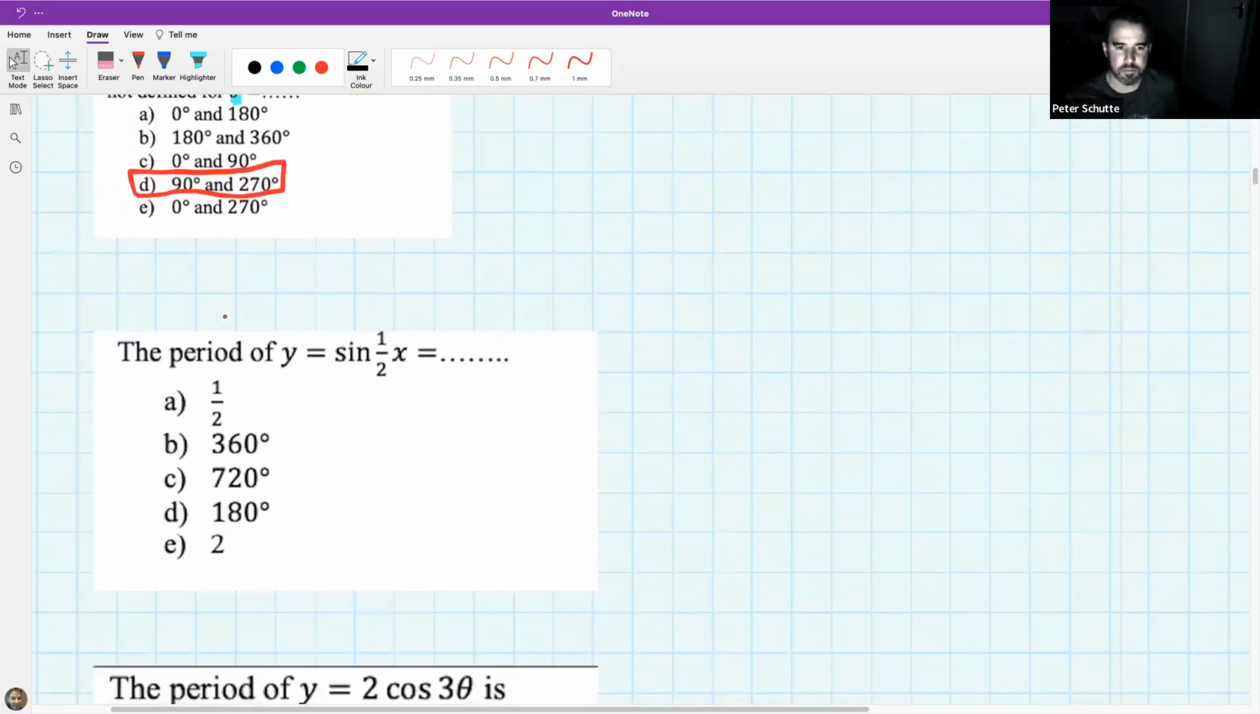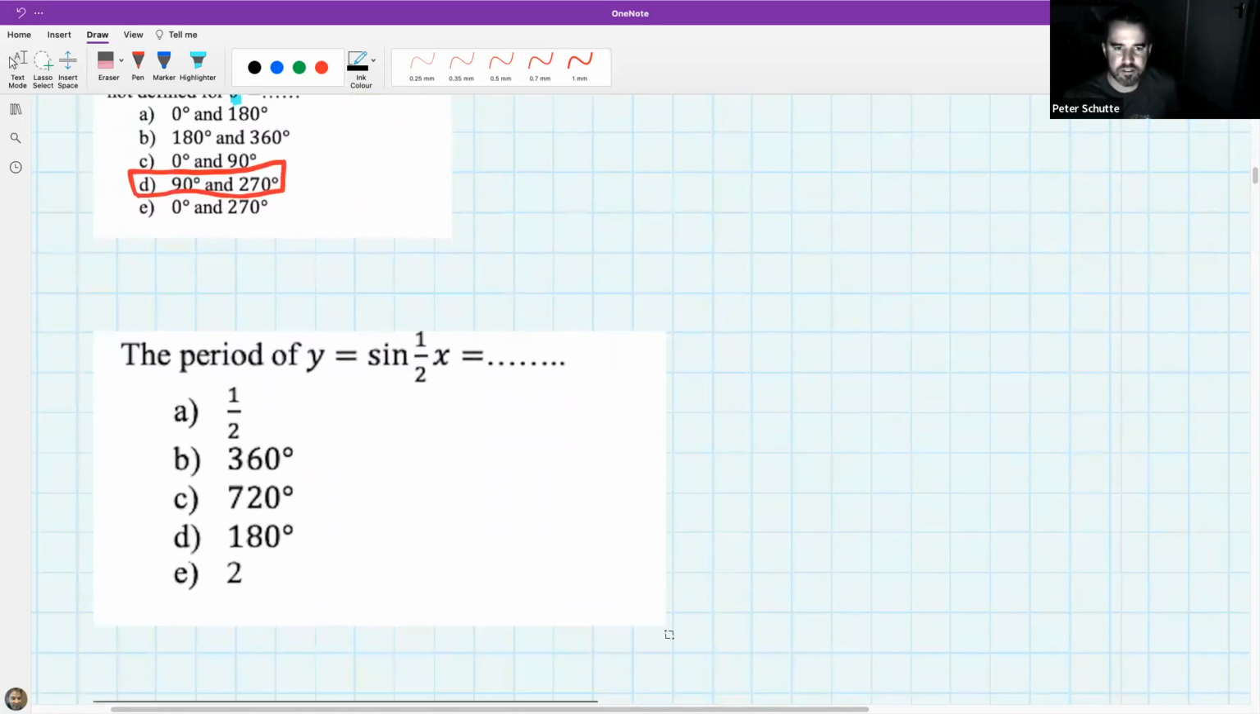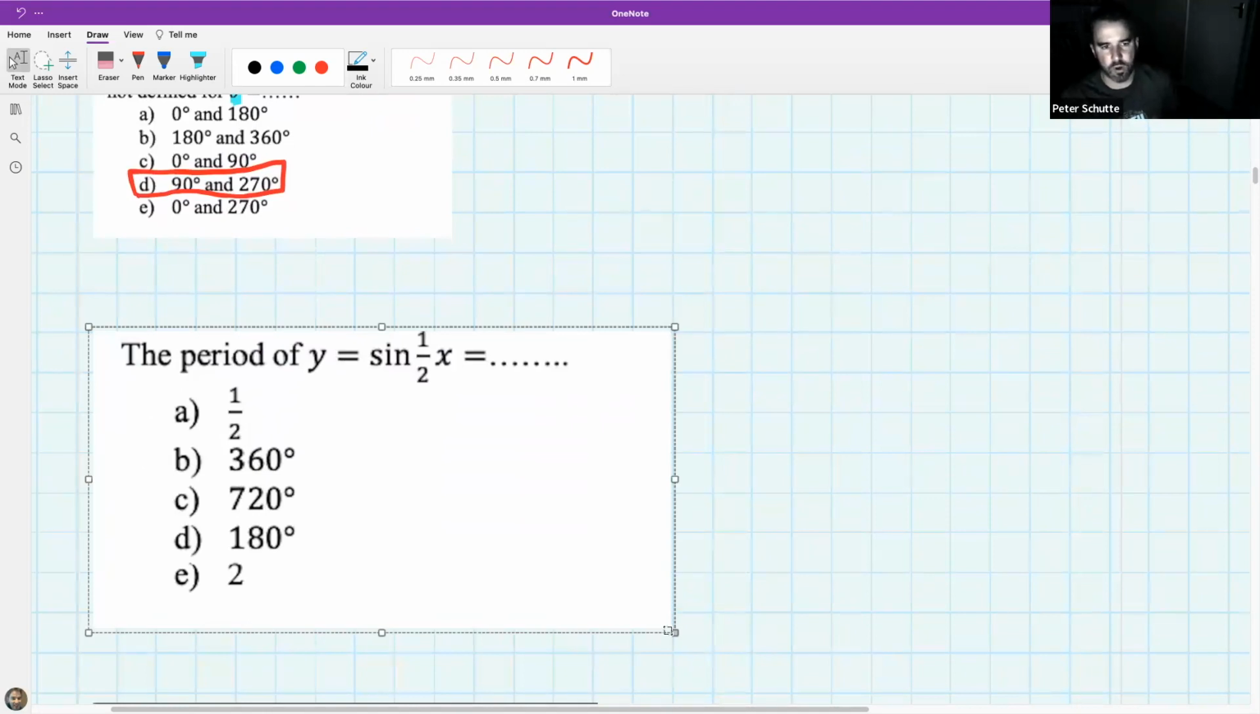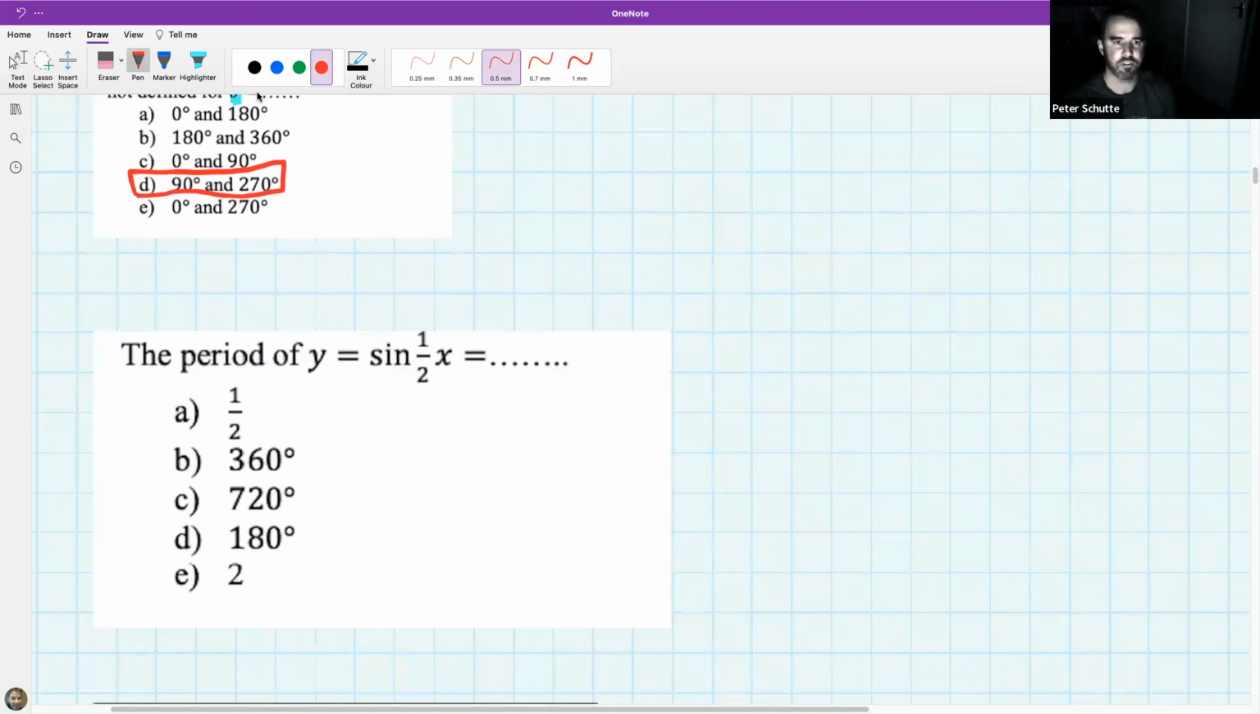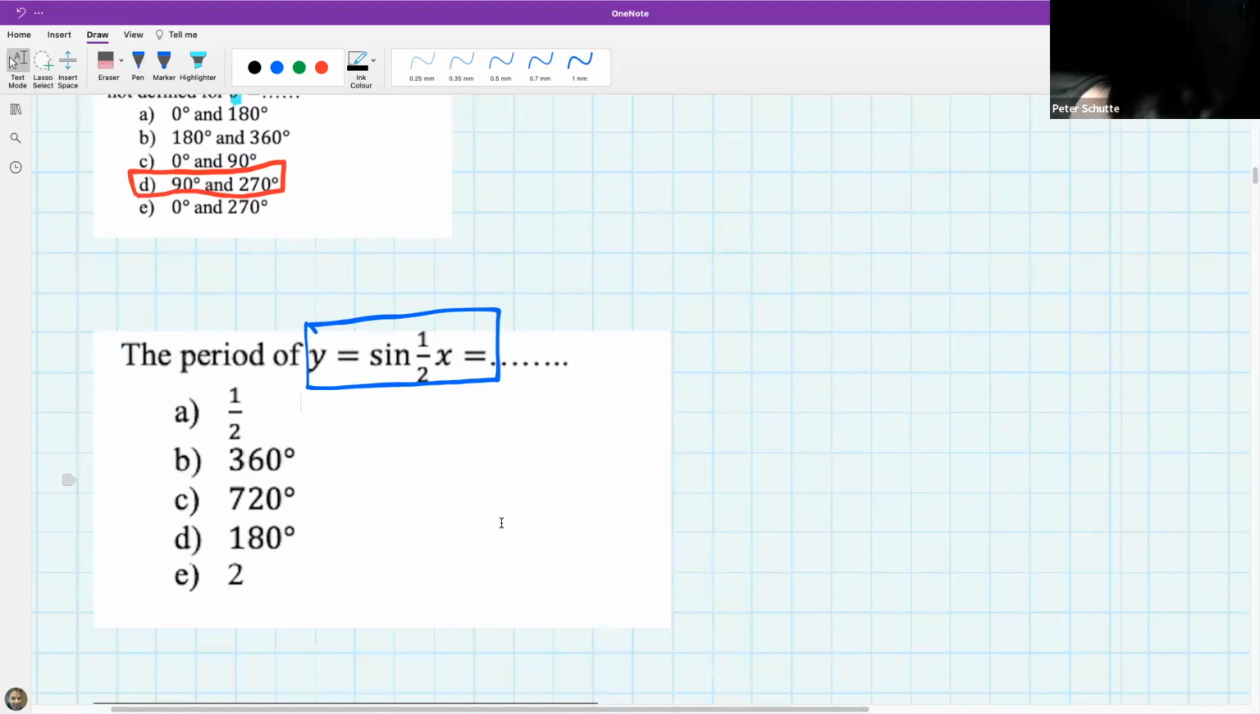Okay, let's do another one a bit like that. This time, it's asking, what is the period of the trig graph y equals sine a half x? Which of these 5 options? And while you do that, I'm going to go grab a light so that I can plug it in.